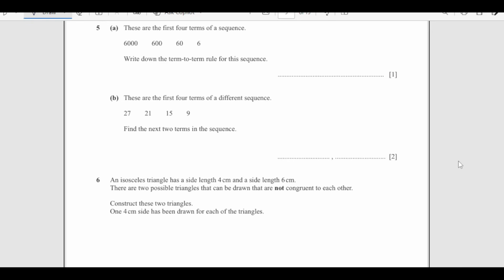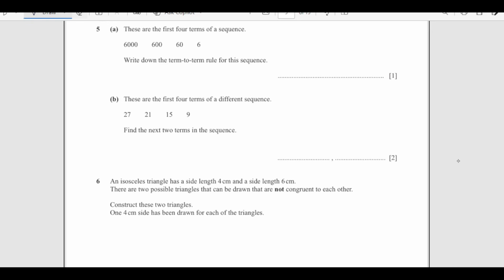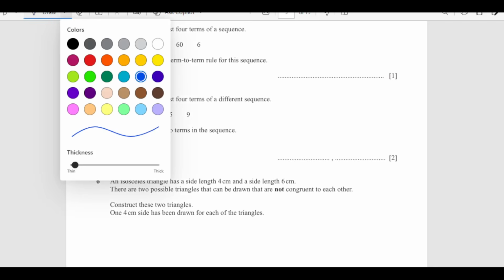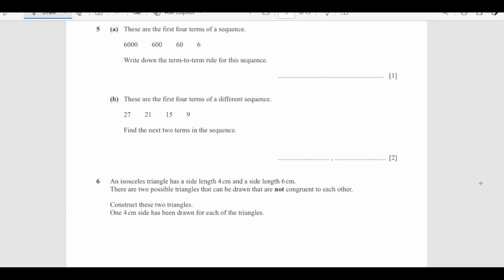Now number 5, these are the first 4 terms of the sequence: 6, 6, 6, 0 and 6.